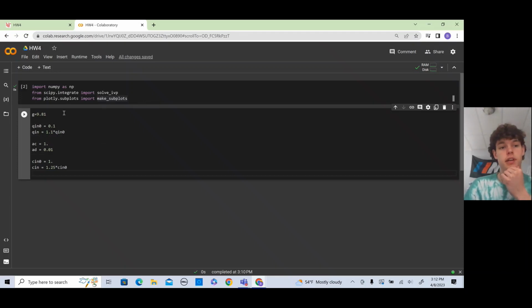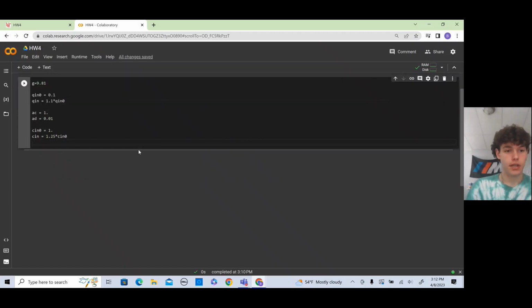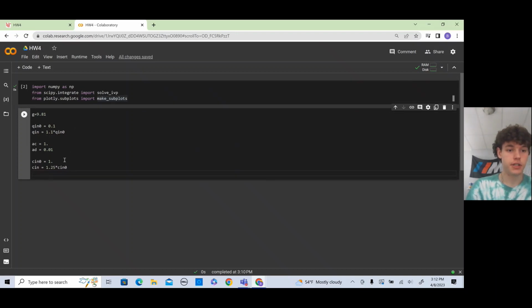So from our givens, obviously our gravitational constant, our initial flow rate in 0.1, and that will be increased by 10%, or times 1.1, to give us our Q in, our cross-sectional area of 1 meter, and the size of the hole at the bottom, 0.01 meters, and then our initial concentration coming in, and that will be increased by 25%, so 1.25 times our initial concentration.